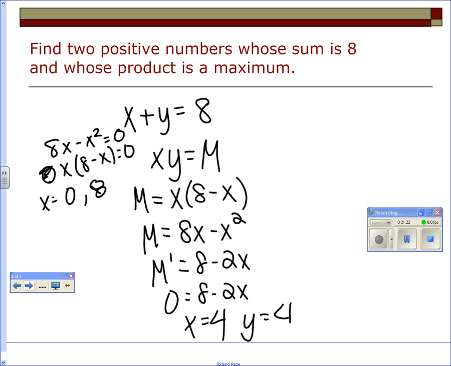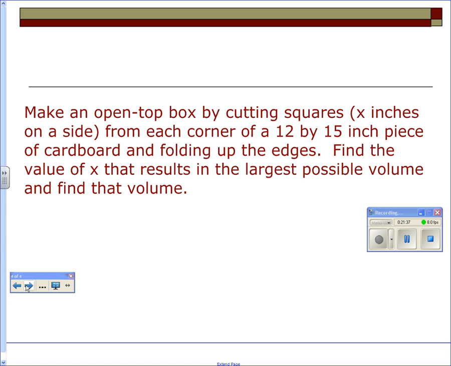You can check the endpoints just to check it, but on those you don't usually have to. Okay. Any questions on this one? You should remember this type of problem. Make an open top box by cutting squares from each corner, folding up the edges. We're going to find the value of x that results in the largest possible volume, and we're going to find the volume. So we have to find both the dimensions and the actual max volume.